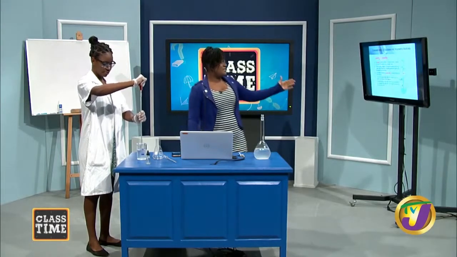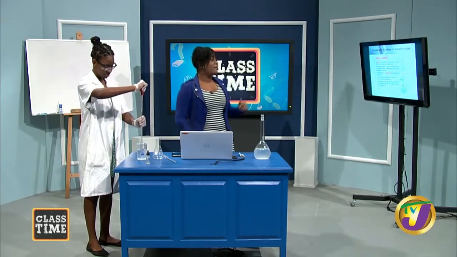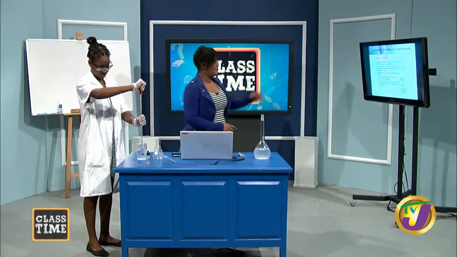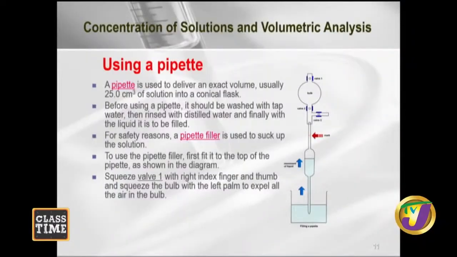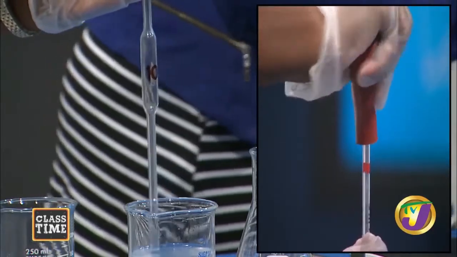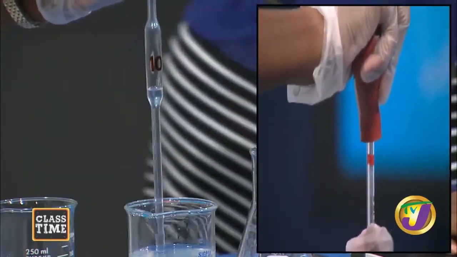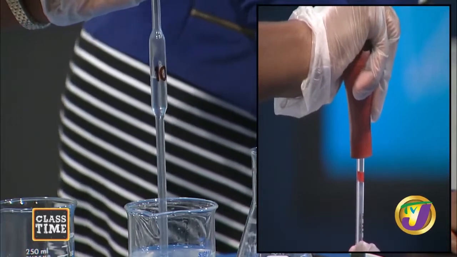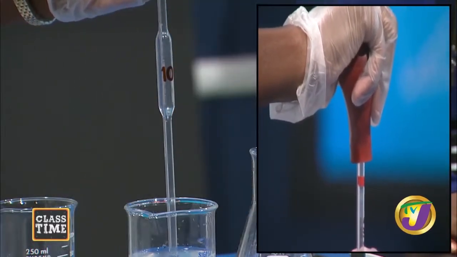All right, so this is what is happening in the diagram. Here we have the solution being pulled up using the orange bulb, which is called a pipette filler. Now, you will have to practice this when you're in the lab. So let's continue. We have the burette.